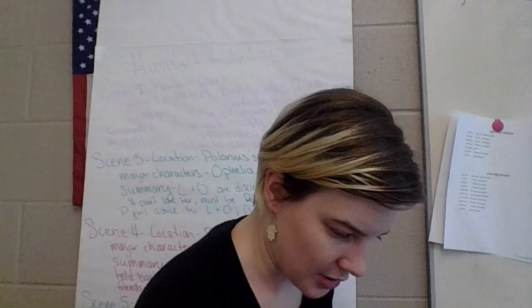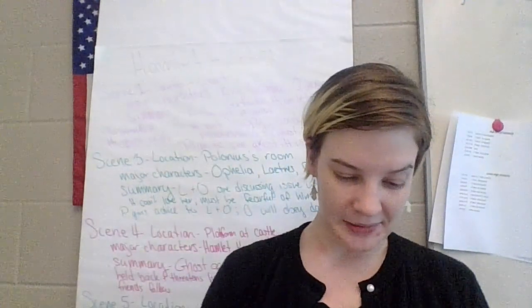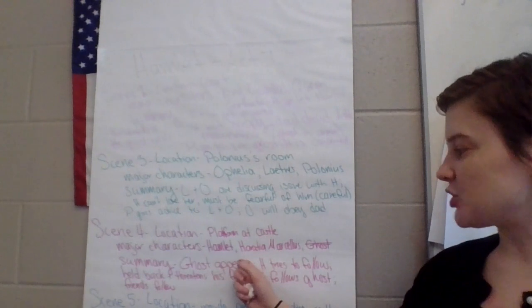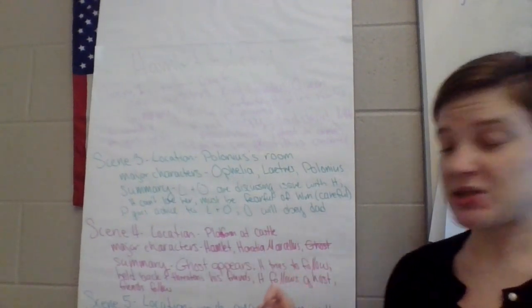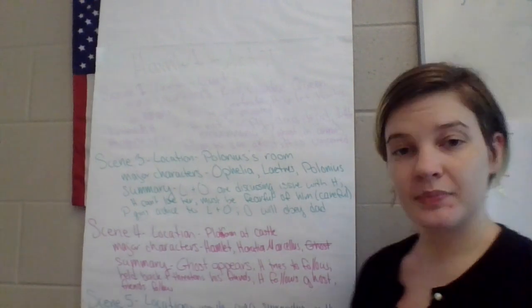Scene 4 is when they actually meet the ghost and talk to the ghost. Oh, wait, no, I lied. Sorry. Scene 4 is when they go to meet the ghost. They're on the platform, as we have here. Location, platform at the castle. Major characters that are here are Hamlet, Horatio, and Marcellus, which end up being the same characters in scene 5 as well, plus the ghost.